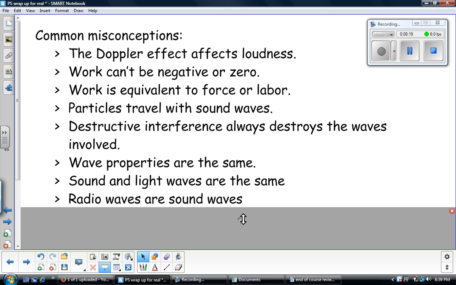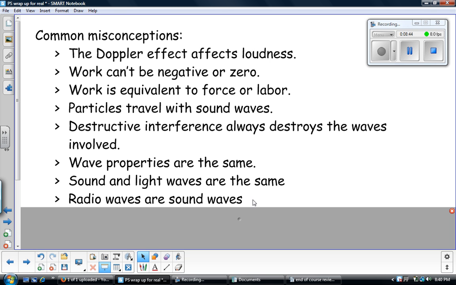Radio waves are sound waves. No, they're not. A radio wave is a way that we send a sound from one place to another. So again, at the radio station, the sound is recorded. The machine turns it into a radio wave. The radio wave is then sent across the country, maybe across the world, where it's picked up by a receiver, and the receiver turns it back into a sound wave so that people can hear it.